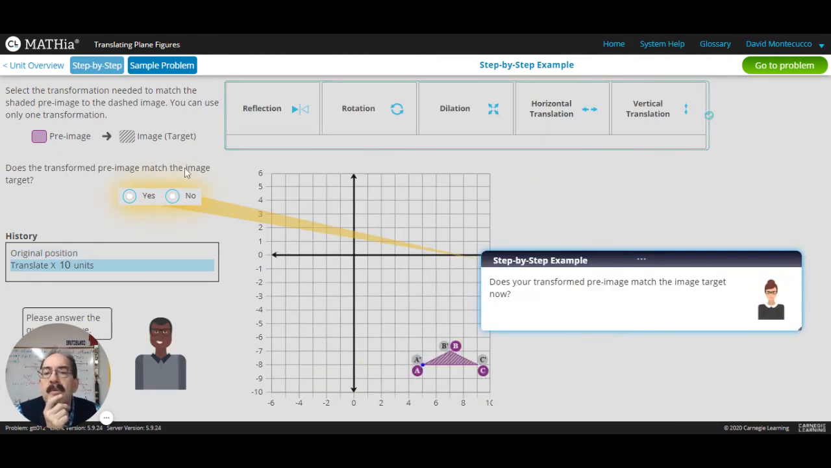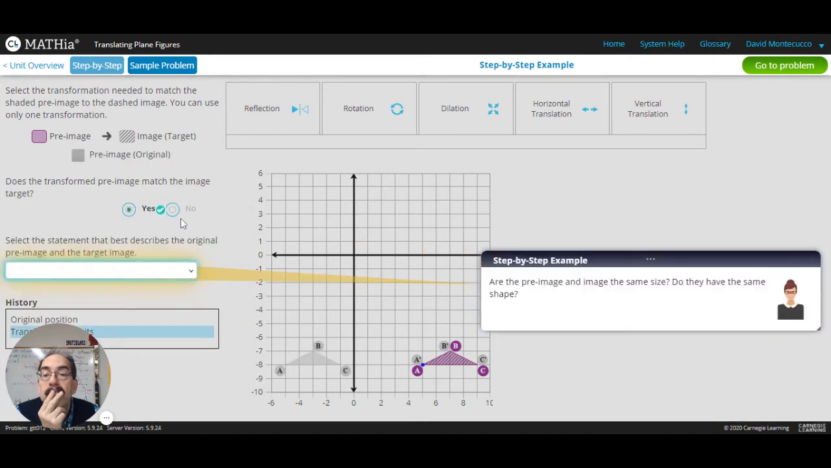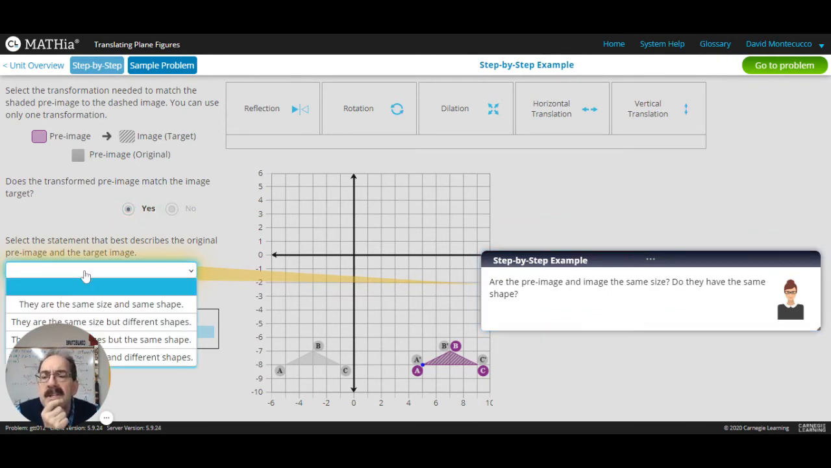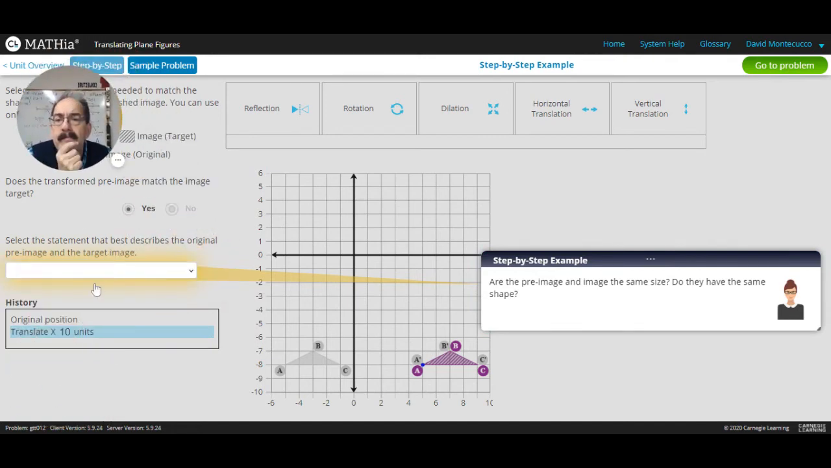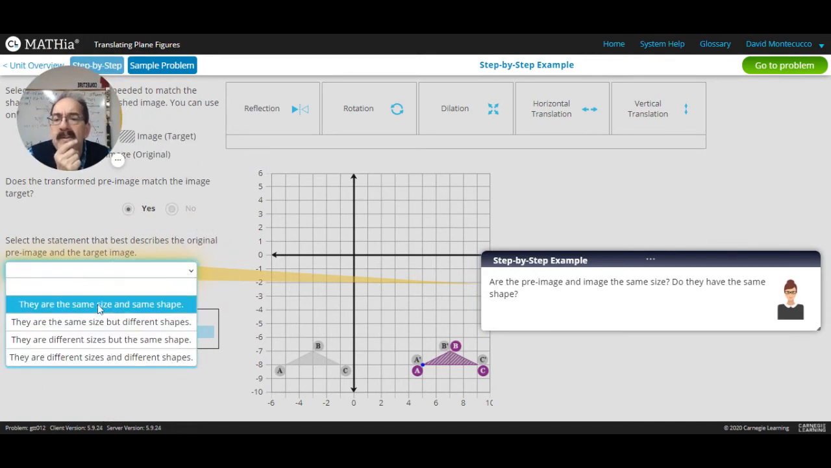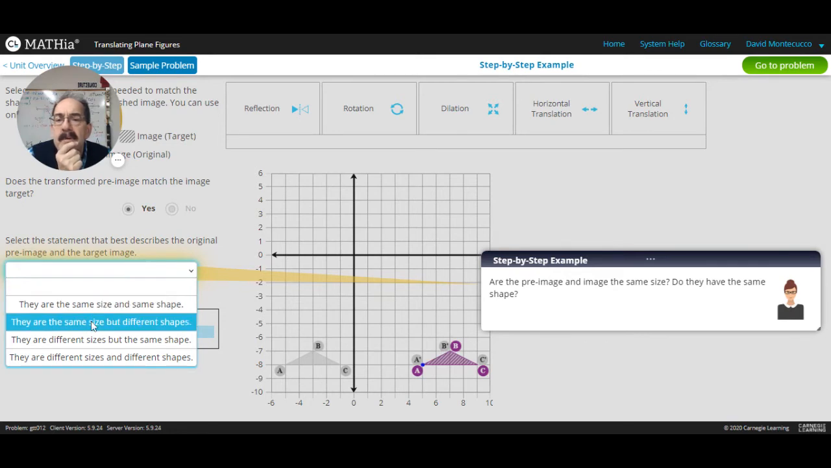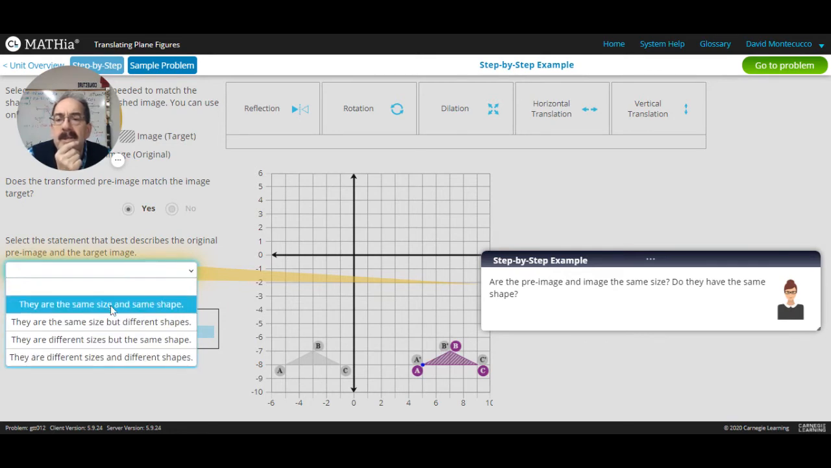Does the transferred pre-image match the image of the target? Wow, it's right on top. Absolutely, yes. Select the statement that best describes the original pre-image and the target image. Whoop, head's in the way. They are the same size and the same shape. Same size, same shape. I agree.